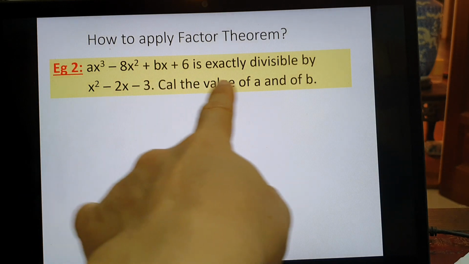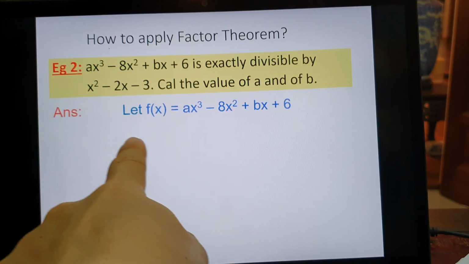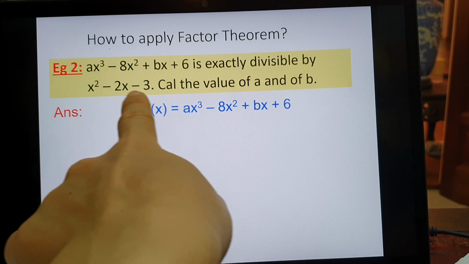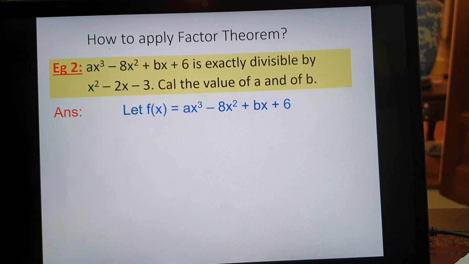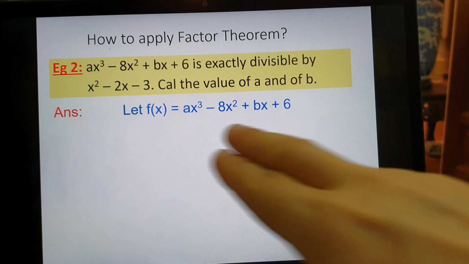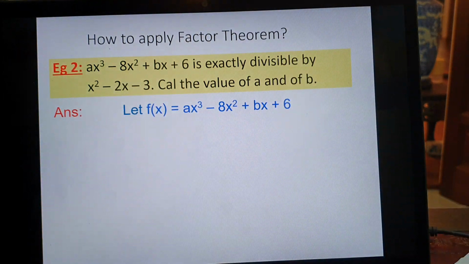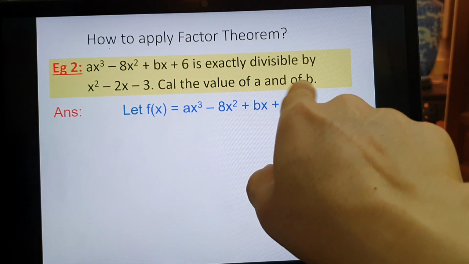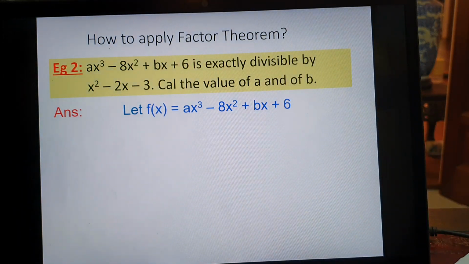Now, this is another question. Again, you got to give it a name. Okay, you see, always give it a name. And it's exactly divisible by this. Now, this part here, you got to split this into two linear equations. You know why you got to do that? Because, number one, it can be factorized. Number two, there are two unknowns. So when you have two unknowns, you definitely need two equations.